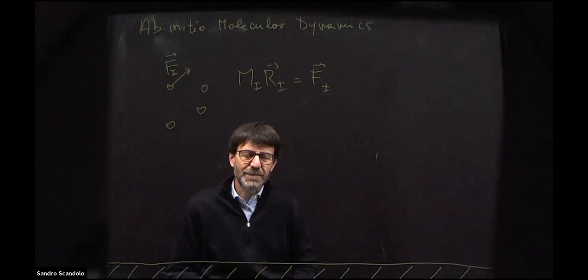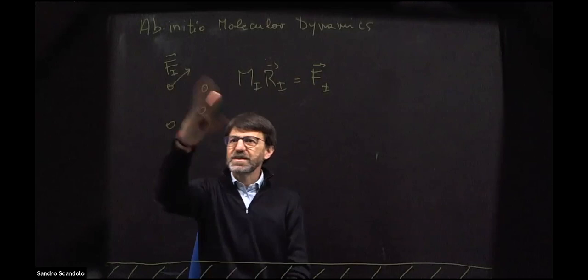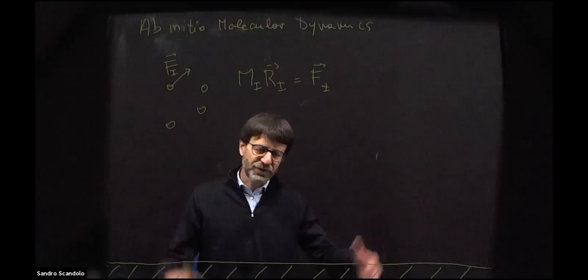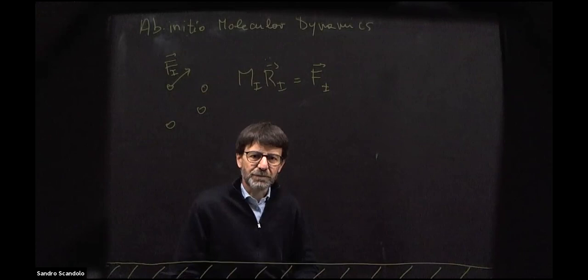Now, when you set up a simulation, you have to define the atoms that you have in your system. For example, this could be a four atom molecule and you want to study the dynamics of this for a certain amount of time. But in most cases, you do ab initio molecular dynamics to study the behavior of bulk systems, right? Liquids or collections of molecules, water, for example, or amorphous systems.